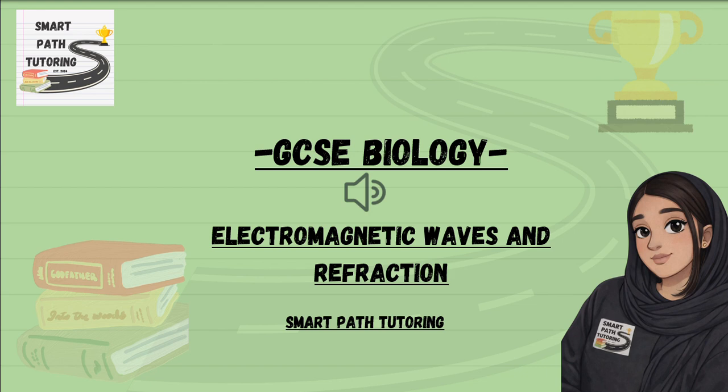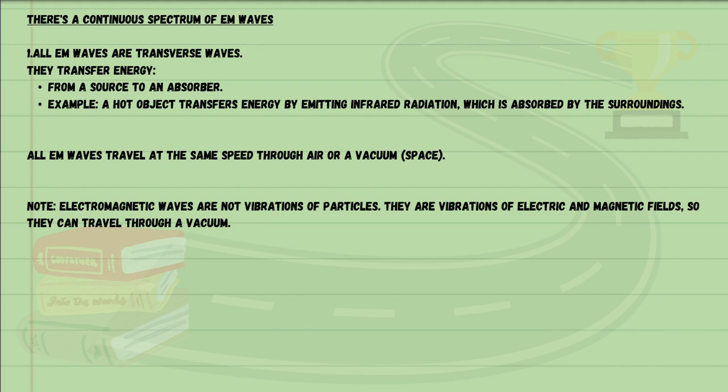Today's video is about electromagnetic waves and refraction. There is a continuous spectrum of EM waves. All EM waves are transfer waves. They transfer energy from a source to an absorber. Example, a hot object transfers energy by emitting infrared radiation, which is absorbed by the surroundings.